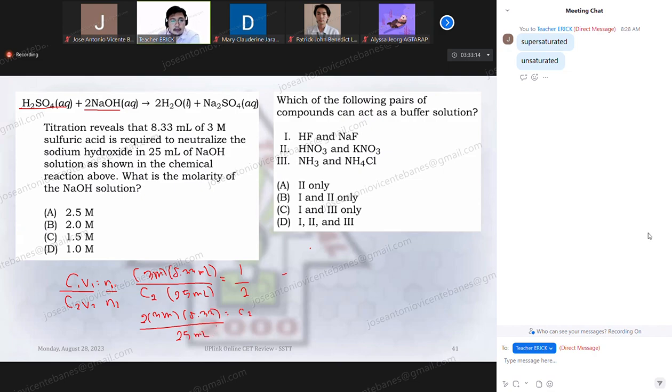Okay. Can we now get the final concentration? Yes. 2 times 3 is 6. 6 times 8.33 is almost 50. So therefore, 50 over 25 is equal to 2 molarity, canceling out our units, ml and ml. We have no mole ratio left. Then the final answer would be 2.0 molarity.